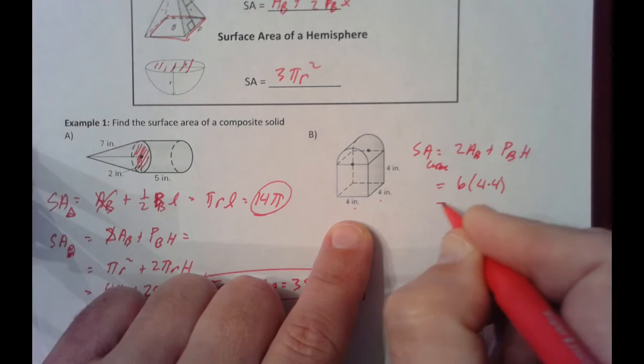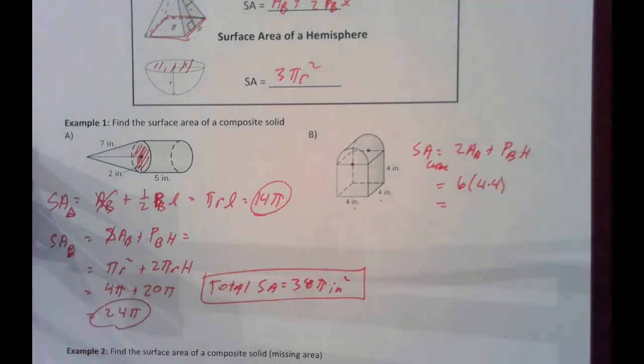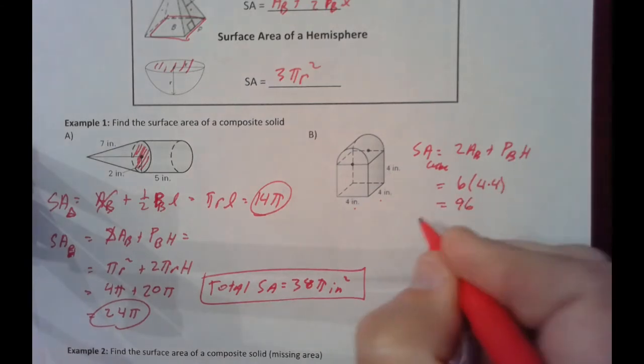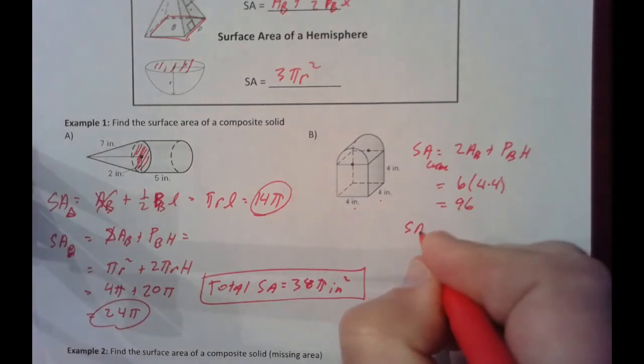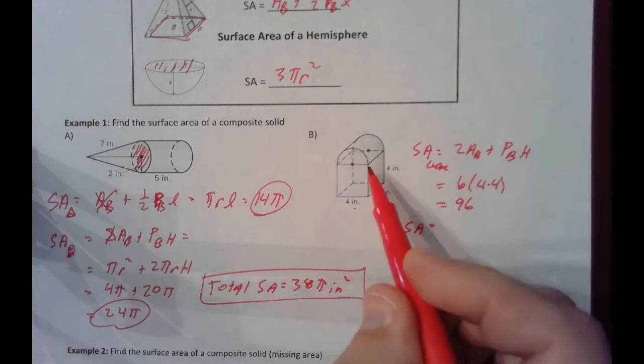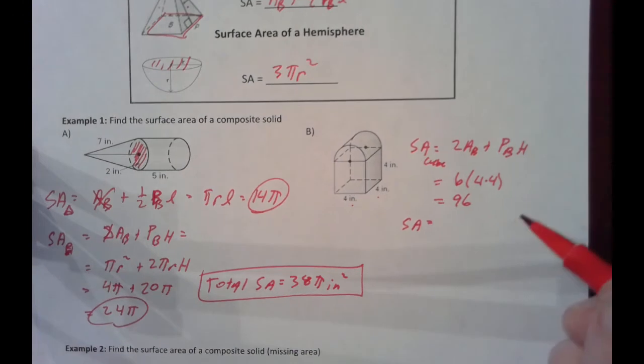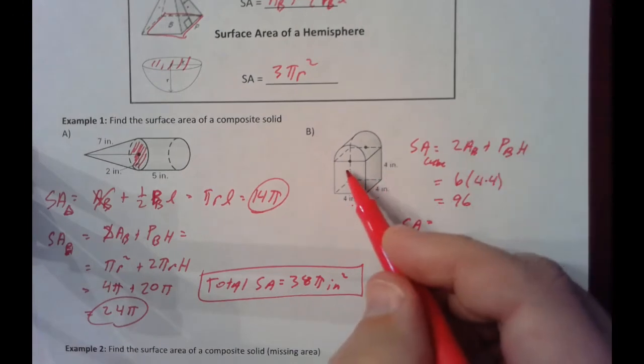So then I've got 4 times 4 is 16. 16 times 6 is 96. So now I've got to do my cylinder. I'm just going to do the regular cylinder, find the answer, and then just cut it in half because it's half of that portion. And from that vertical slice, it's on the interior, so it doesn't count.